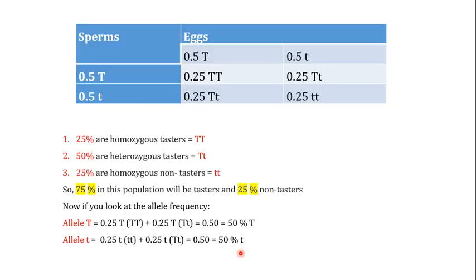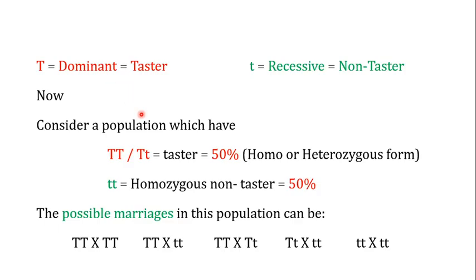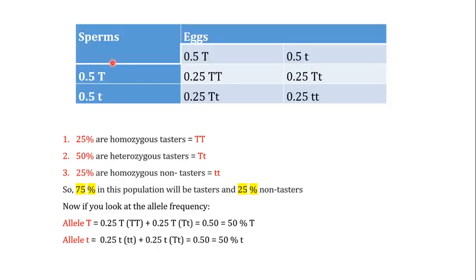In this particular population, if 50% are tasters and 50% are non-tasters, then 50% of the sperm are going to carry the capital T allele, and 50% of the sperm are going to carry the small t allele. The same is true for the eggs: 50% of the eggs carry the capital T allele, and 50% carry the small t allele. Now, if you cross this sperm with this egg, you will have a capital T from this parent and a capital T from this parent. So these individuals are going to be homozygous tasters. What percentage? If you cross 0.5 into 0.5, that gives you 0.25.